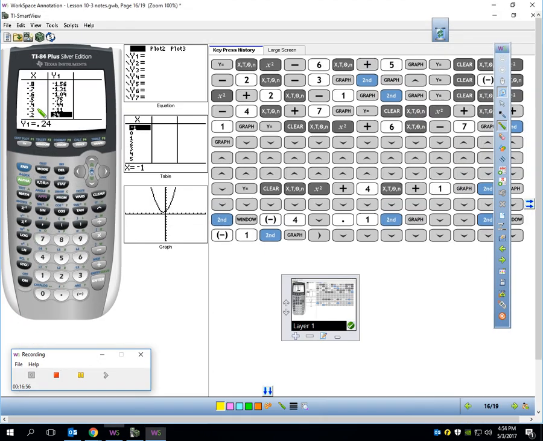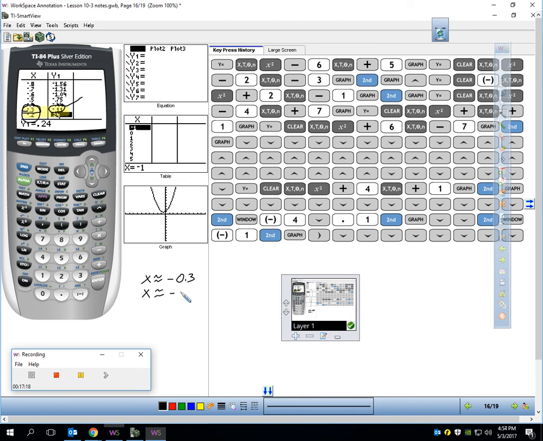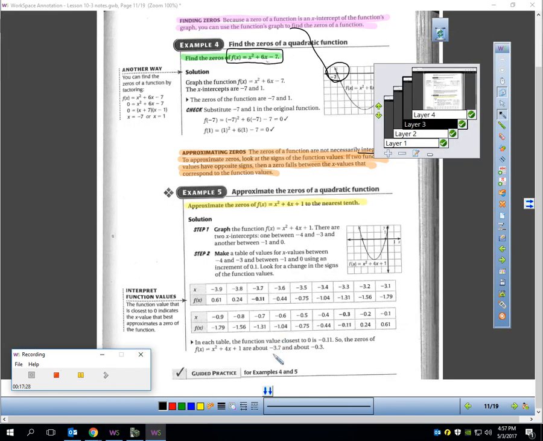My y values went from negative to positive right here, which means my answer has to be one of these two. I'm going to pick whatever one's closest. You see how that number is closer to 0 than 0.24? That means the other correct approximation would be about -0.3. So my two approximations for this would be -0.3 and -3.7. I just approximated those to the 10th. And if you look in the book, that is matching what I just said. The -3.7 and -0.3 would be the approximations for this.